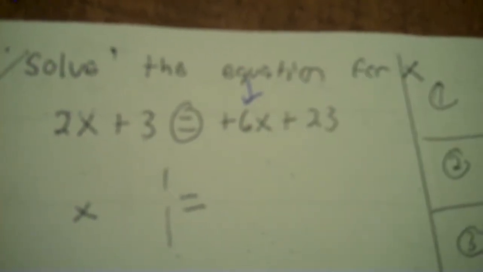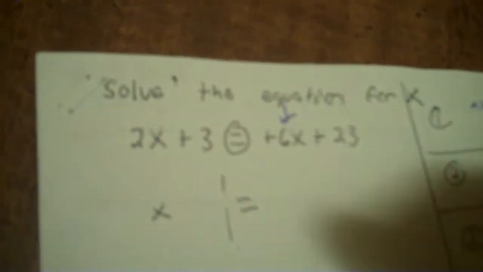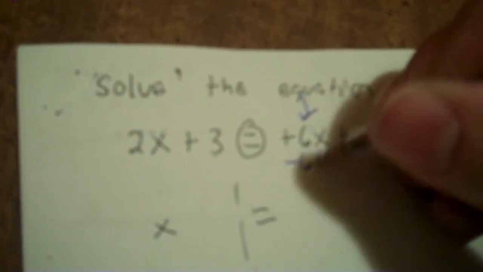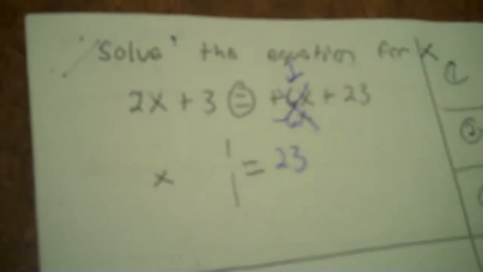You need to do the opposite of plus 6x to get rid of that. You don't want that x there, okay? So if you see plus 6x, you're going to put minus 6x. Don't just put minus 6. So minus 6x allows you to cross out the plus 6x, and now on this side, after the equals, you just have the number 23, okay?